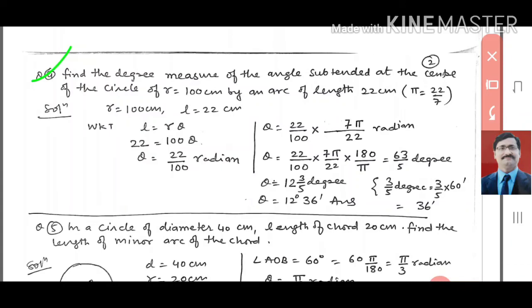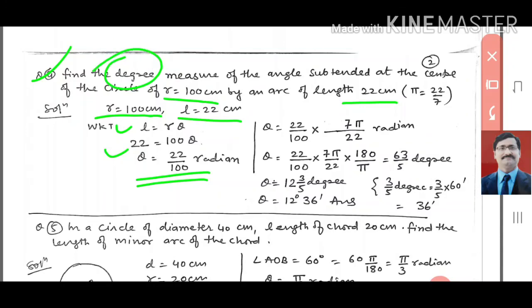Question number 4. Find the degree measure of the angle subtended at the center of the circle with r equal to 100 centimeter by an arc of length 22 centimeter. We have to find the angle. Here r is 100 centimeter, L is 22 centimeter. So L equal to r theta, L is 22, r is 100, so theta will be 22 upon 100 radian, but we have to find the angle in degrees.